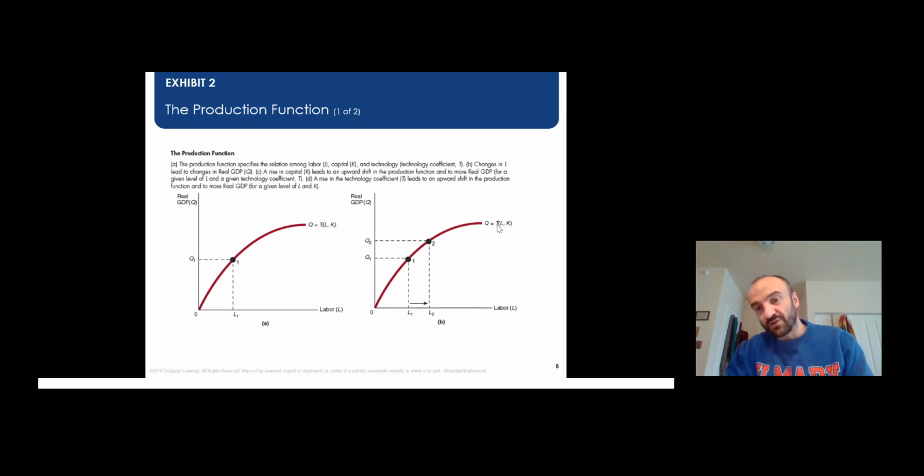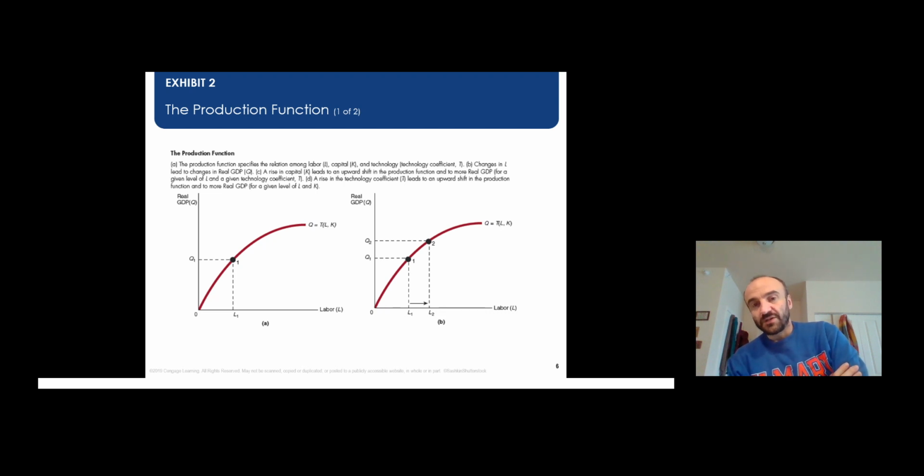For example, you can increase labor by the same amount as here, but your gain will be barely noticeable here. So that's known as the law of diminishing returns, and there are reasons why this is the case.